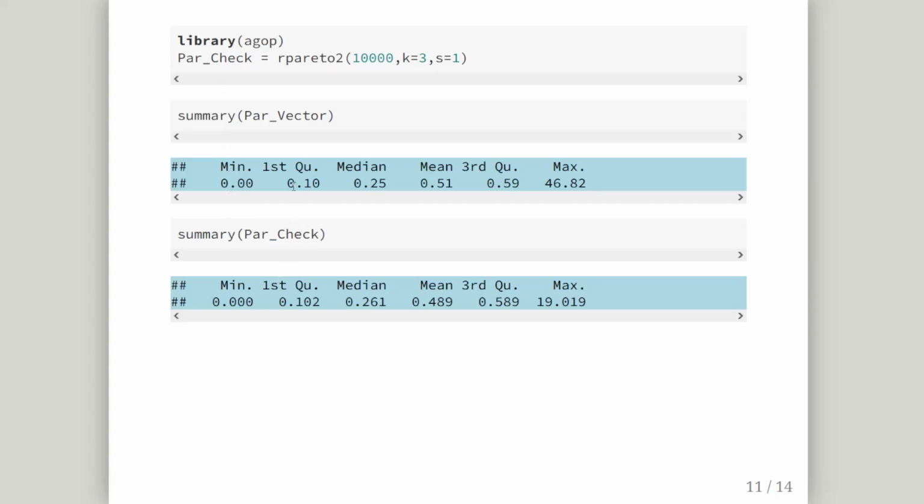And what we're going to do there is just see, do they correspond to the quantiles, and do they correspond to each other. The first quartile, 0.1 and 0.1. Median, 0.25 and 0.261. That's okay, I suppose. 0.51 and 0.489, 0.59 and 0.589. It's a long tail distribution, so we wouldn't be paying too much attention to the maximum.